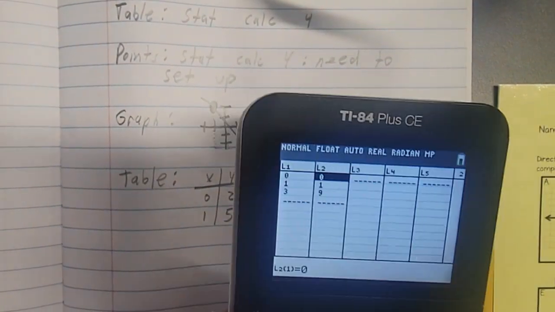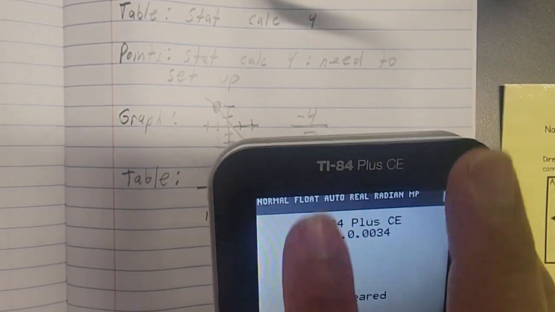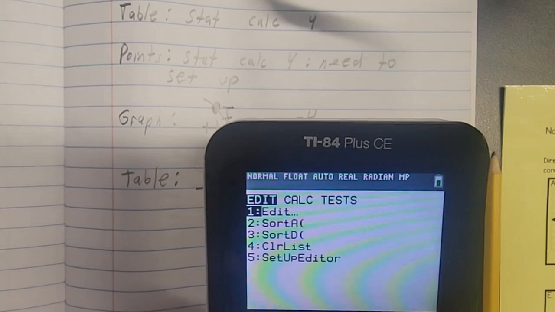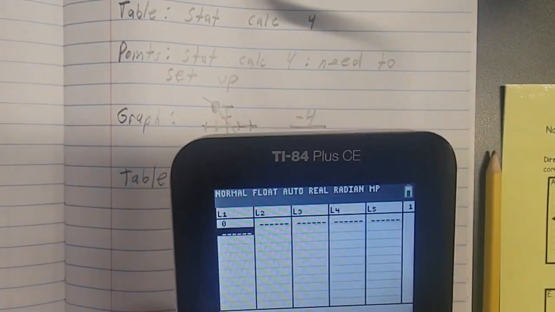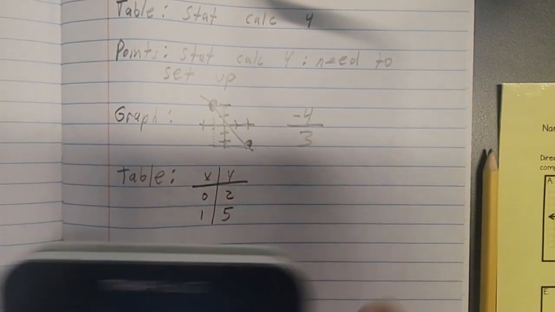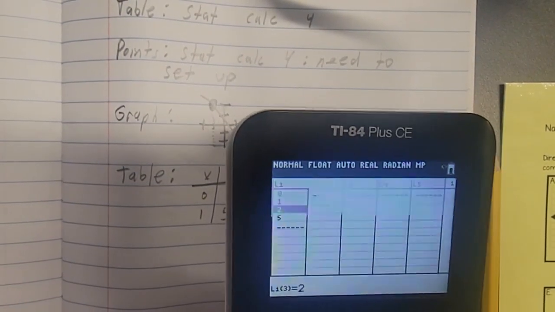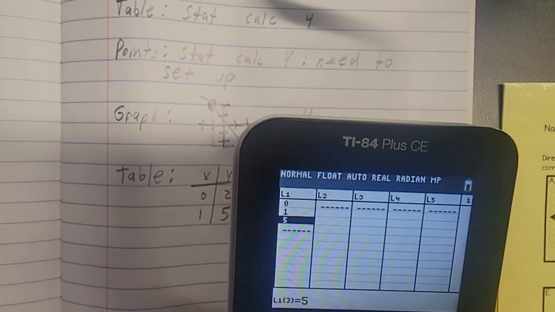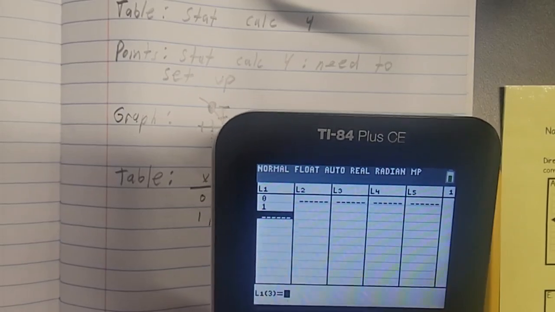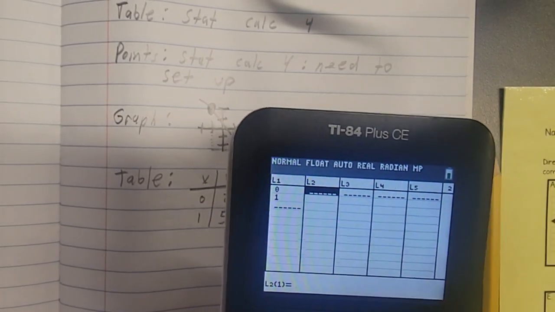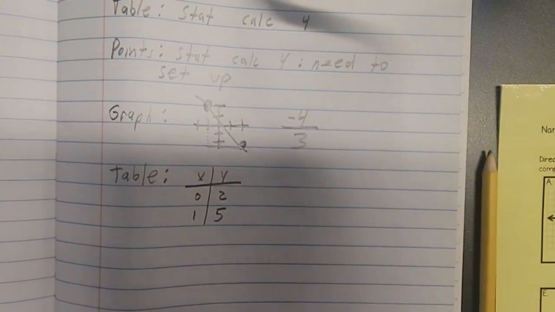And now, let me reset the calculator actually. You might want to always reset the calculator. 2nd plus 7, 1, 2. So let's do it again. Stat, edit. So my X's are the L1, put 0, enter, 1, enter. The Y's are the L2, 2, enter, 5, enter. Oops, I messed up. All right, so 2, 5, there you go. So it should look just like the way you have it set up here.